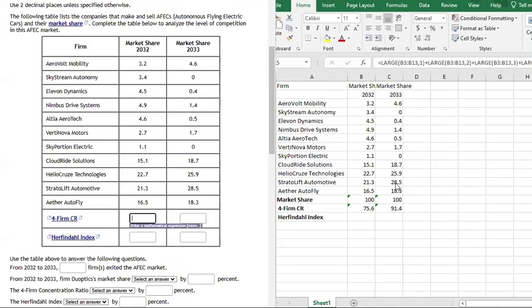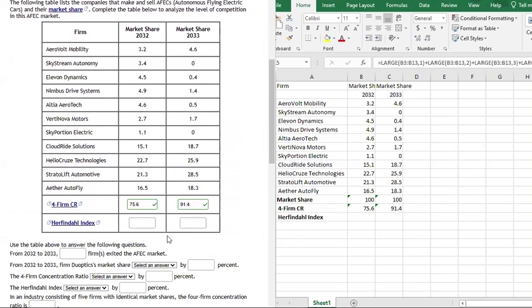So the four-firm concentration ratio was 75.6 in the year 2032, and it's 91.4 in the year 2033. So the four-firm concentration ratio went up. Why did it go up? 2 firms dropped out, which allowed large firms to get even larger. Cloud Ride Solutions got larger. Helio Cruise got larger. Stratolift got larger. And Aether Autofly got larger. Maybe 1 or 2 of these companies purchased Skystream and Skyportion. They added them as brand models to their product mix.